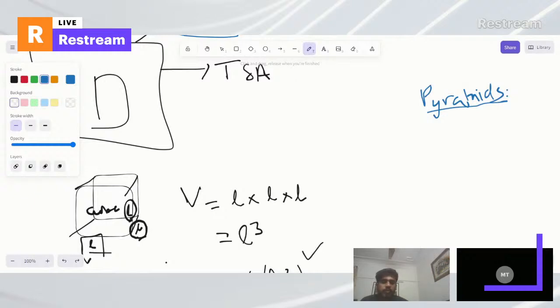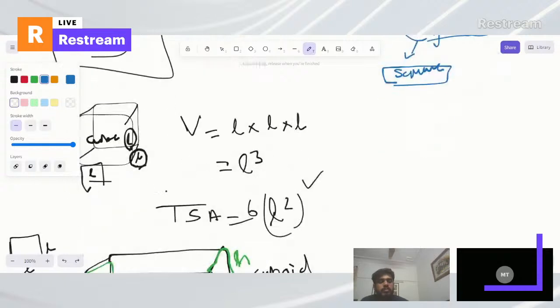How many different types of pyramid do you know? One of the major types of pyramid that we know is a square base pyramid. It's all about the bases. So, a square base pyramid. What's a square base pyramid?